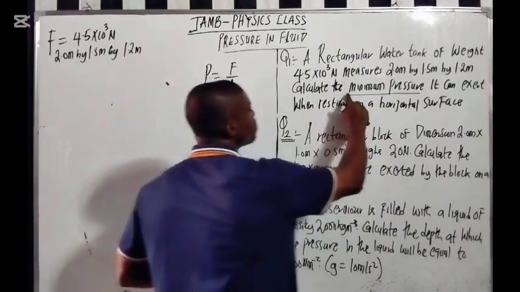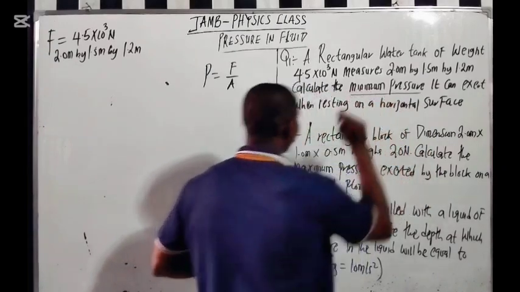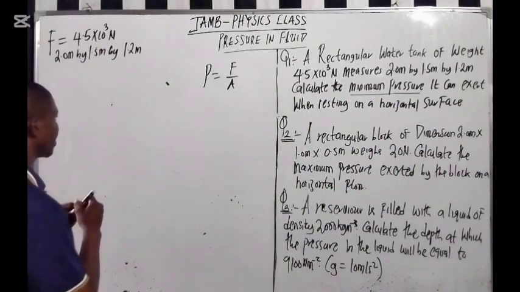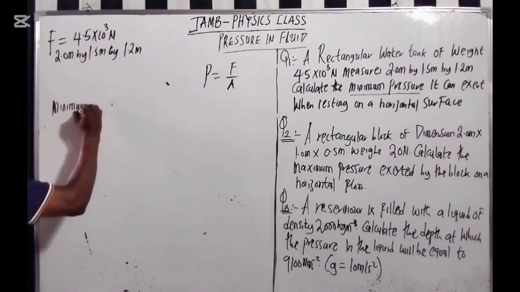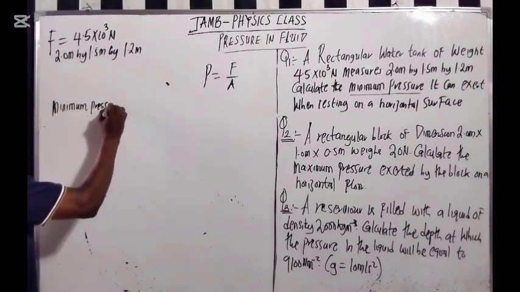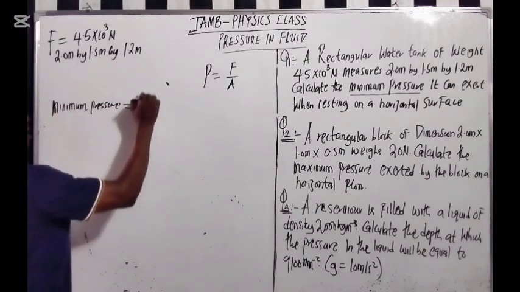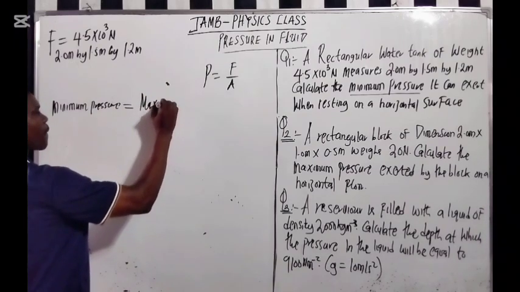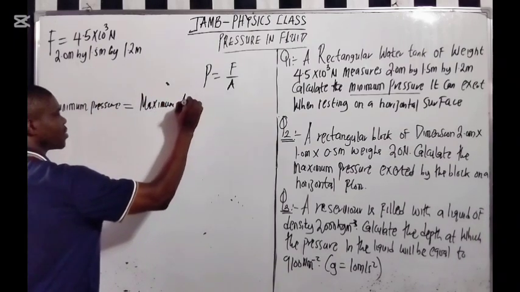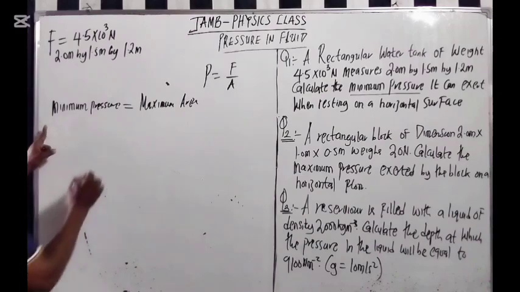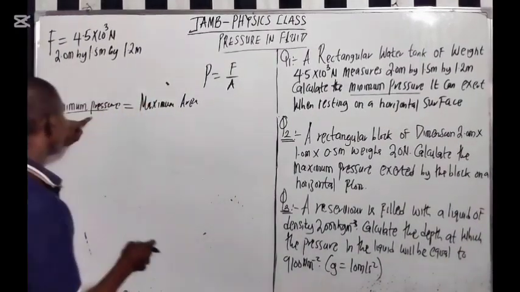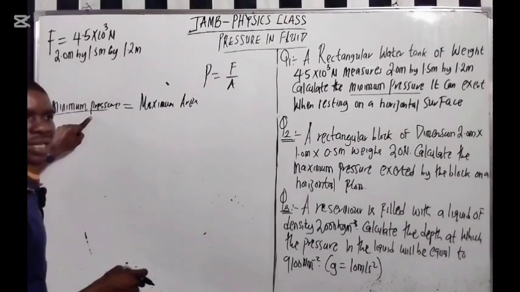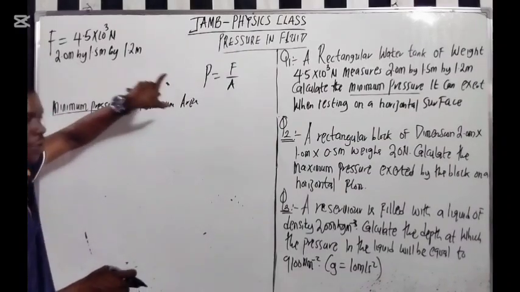So when you talk about minimum pressure, look at something. There's what you want to know here. You want to understand minimum pressure. Minimum pressure is equal to what? Maximum area. This is one thing to put in mind. Minimum pressure equals maximum area. So to get minimum pressure, you need to get the maximum area.